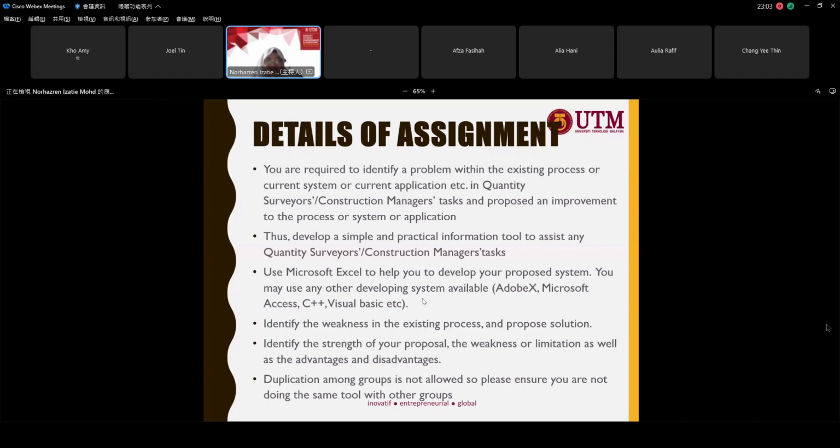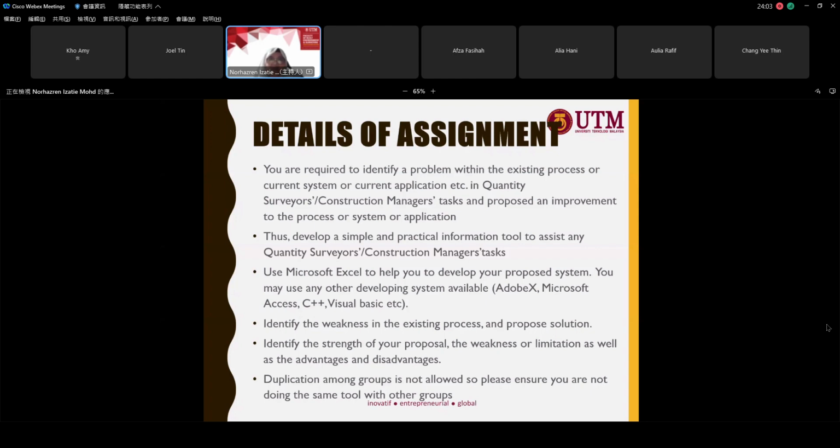After that, you need to identify the weaknesses in the existing process and propose a solution. So you need to make sure that the outcome of your system will generate decision making, not just a database. For example, you just collect information there, but that system cannot help the QS in making decisions on the issue. So the system must have automation, and the output generated must help the QS in making decisions. After that, you need to identify the strength of your proposal. You need to state the lacking in the existing system and the strength of your proposal. Then, the weaknesses and limitations.